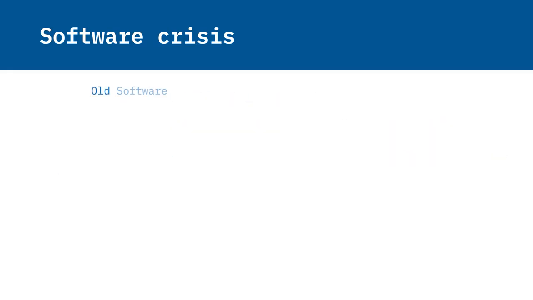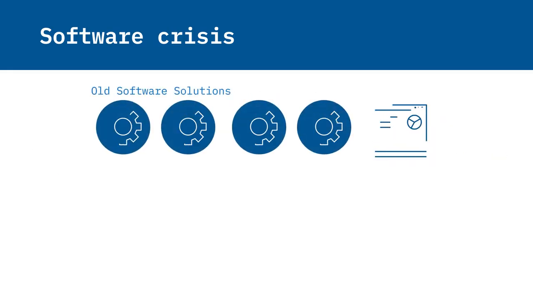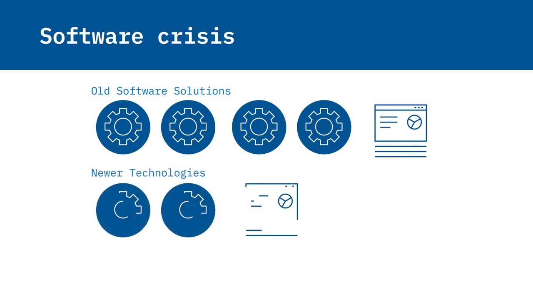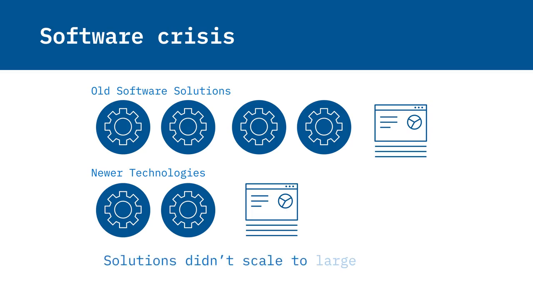By the time older software solutions came to fruition, newer, better, and faster technologies had already been developed, causing software engineers to have to refactor their code or completely redesign their system. Often, software development solutions that worked for small software systems did not scale to large complex projects.